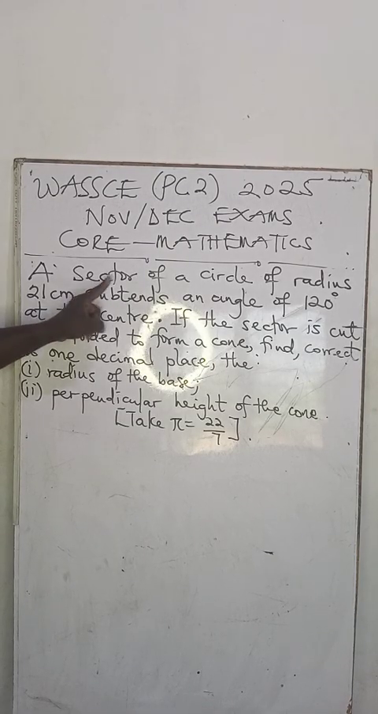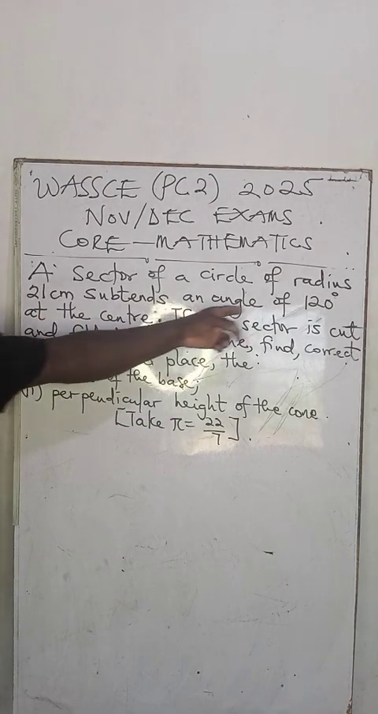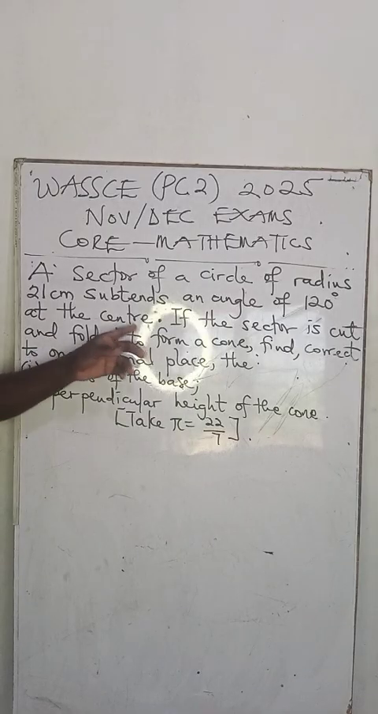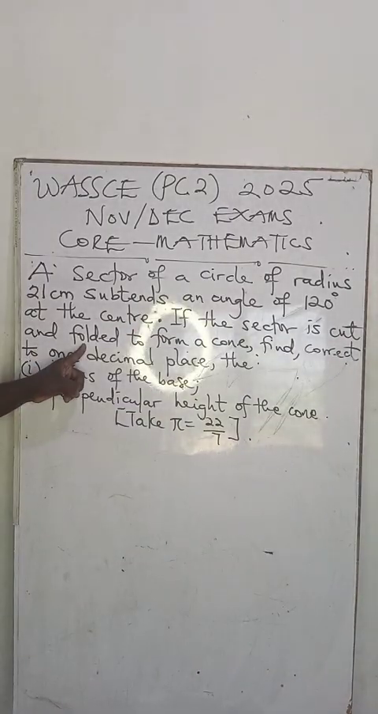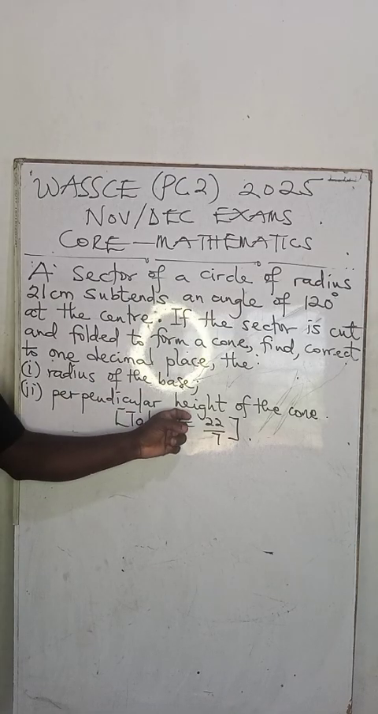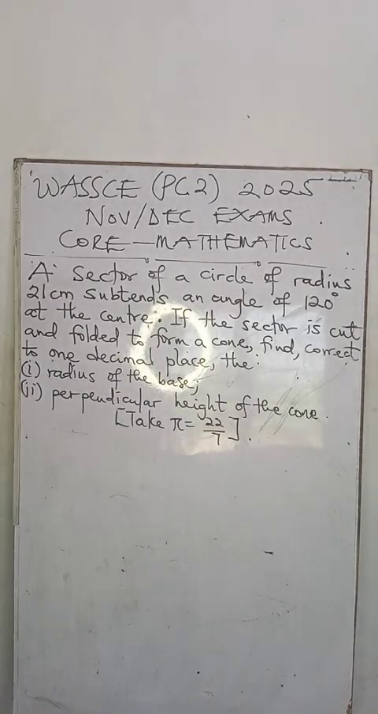A sector of a circle of radius 21 centimeters subtends an angle of 120 degrees at the center. If the sector is cut and folded to form a cone, find, correct to one decimal place, the radius of the base and the perpendicular height of the cone. Take pi to be 22 over 7.